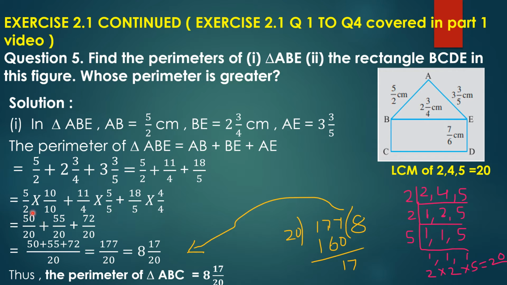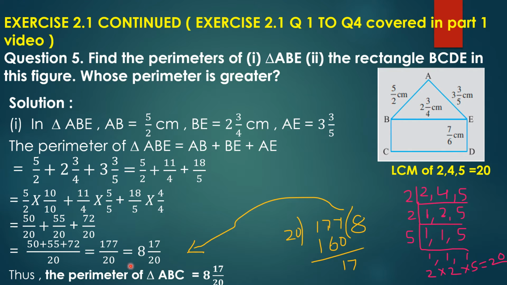Now what is 5 tens are 50 divided by 2 tens are 20 plus 11 5s are 55 divided by 4 5s are 20 plus 18 4s are 72 divided by 5 4s are 20. Now we have the denominators same. Therefore add the numerators: 50 plus 55 plus 72 divided by 20. So which is equal to 177 divided by 20.